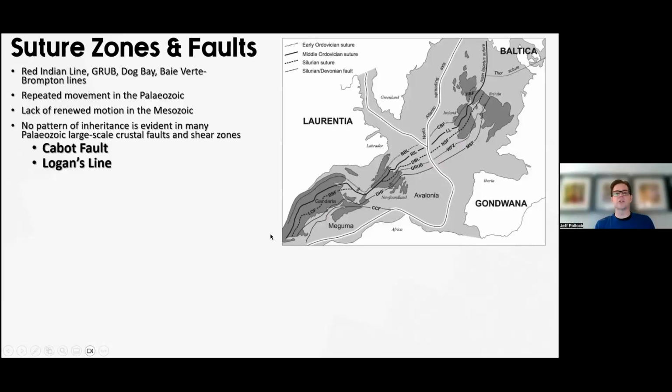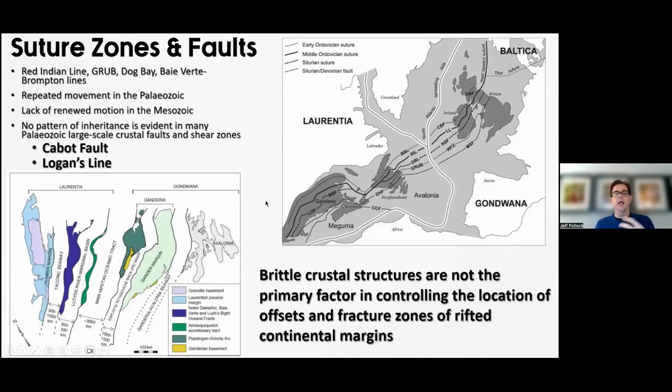We look at other boundaries in the Appalachians, such as suture zones and faults. We see that none of these features were active in the Paleozoic, but they have no renewed motion in the Mesozoic, including big faults like the Cabot Fault and Logan's Line. And the reason for this is that these features record collision of essentially intra-oceanic island arc terranes. This is Cees van Staal's model through here. So these brittle crustal structures have no controlling factor in rift offsets. We don't see any motion after the Paleozoic.